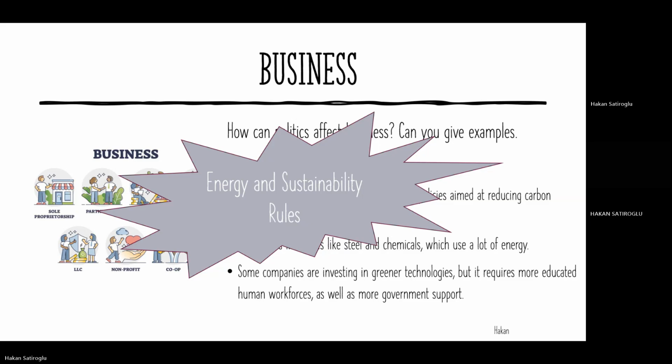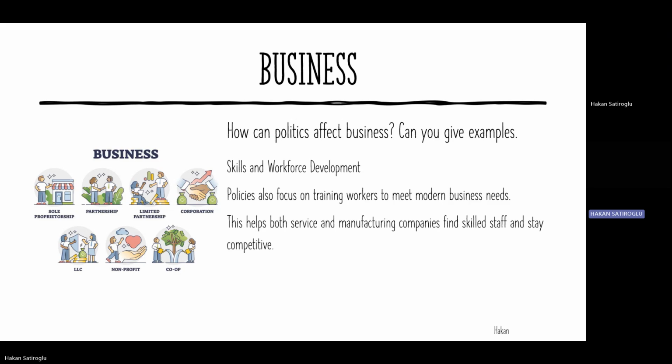And next one, another one is coming. Skill. Oh yeah, this is in line with the previous one. Skill and workforce development. Policies also focus on training workers to meet modern business needs. So this is one of the subjects in human resource management. So what kind of skills, what kind of abilities will society gain in 10 years?